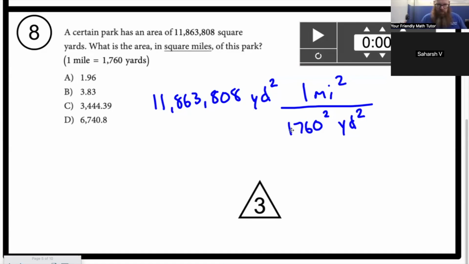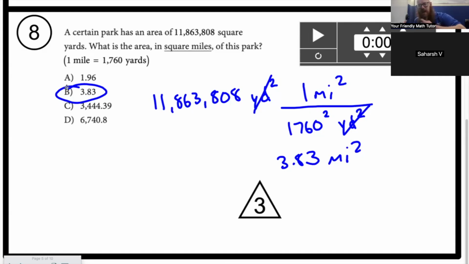So I would just do the 11,863,808 and just divide by 1,760 squared and you get 3.83, and then that's in square miles. So the answer should be B. So again, the key is not to just divide by the 1760. You have to square that.